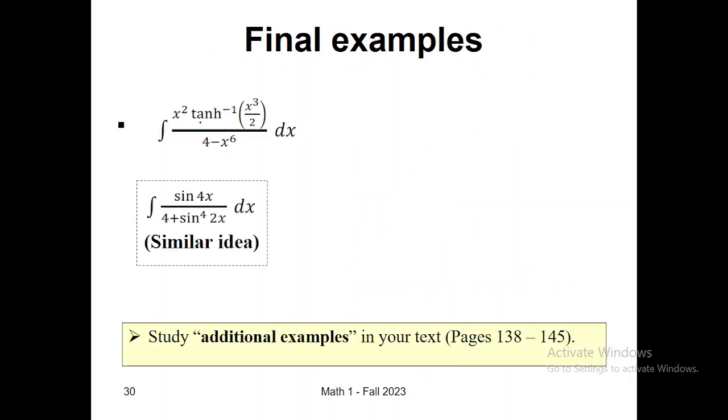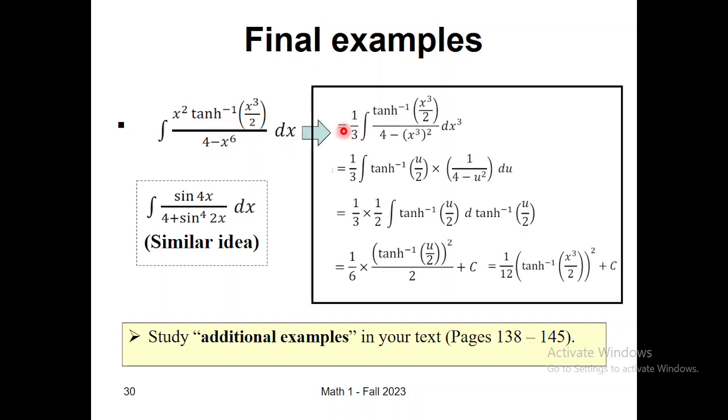We end our discussion of this rule with this final example. This example also has a similar idea that you can check in your textbook. In this case, how do we deal with this complicated function? We first simplify the expression by noting that here we have x squared. If we bring this x squared beside the operator, it will be x to the power 3. Is this helpful? Yes, because we also have x to the power 3 here.